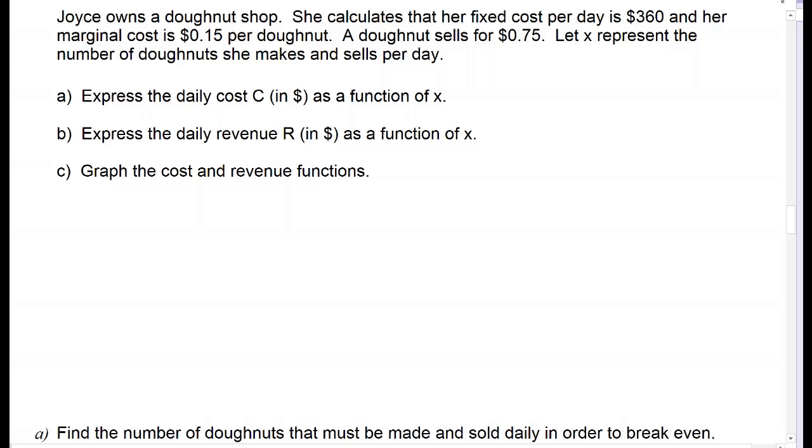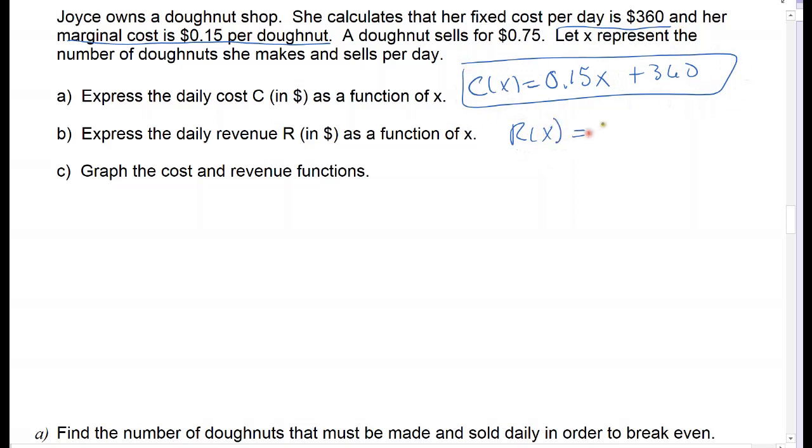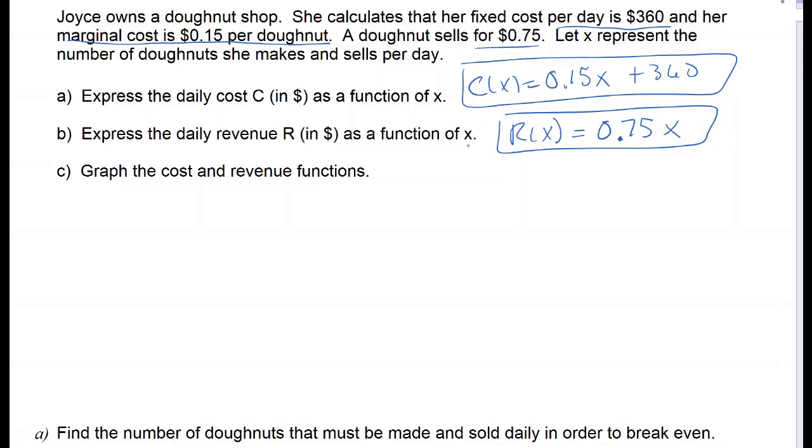So question A and question B are just my revenue and my cost equation, where there's no work to be done. All of the information's been provided for me. I know all of my parts. My cost equation is my marginal cost, which is the 15 cents per donut, so 0.15x, plus the fixed cost, which is 360. So there's my cost equation. Then my revenue is the price times quantity. She's planning to sell her donuts for 75 cents, so it's 0.75 times x. And so there's my revenue and my cost. Again, nothing to do there except remember where all the pieces go.